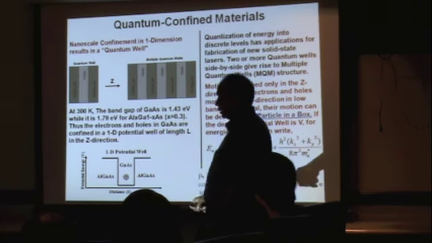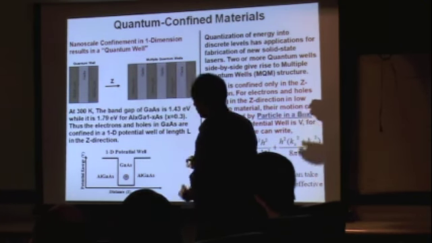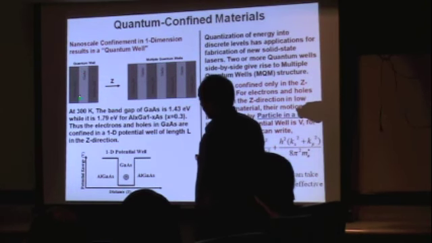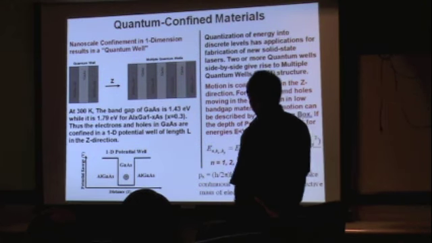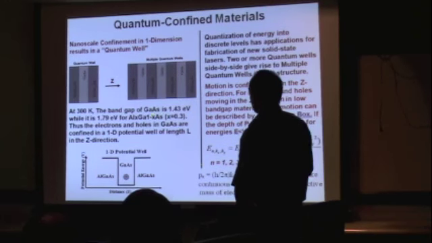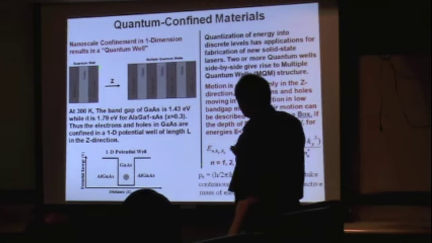Okay? And the question is, what is the difference between gallium arsenide and aluminum gallium arsenide? The big difference is that the band gap in gallium arsenide is smaller than the band gap in aluminum gallium arsenide. Okay? And here, of course, I've given some numbers, and I'll explain what that means. The band gap of gallium arsenide is 1.43 eV, of aluminum gallium arsenide is 1.79. So this band gap is more than this band gap.